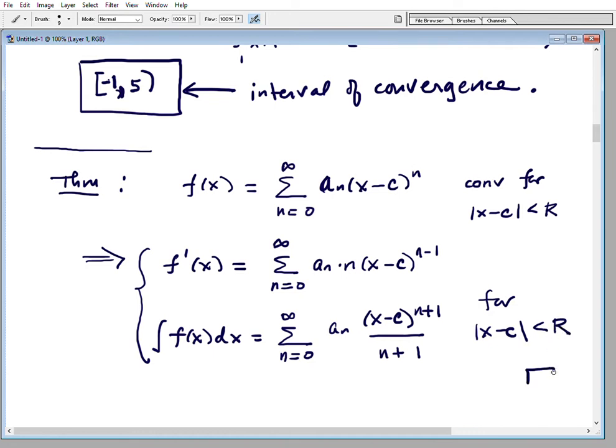So basically we can differentiate and integrate power series term by term where it converges. So that's what that says. So that's going to be useful in the next chapter.